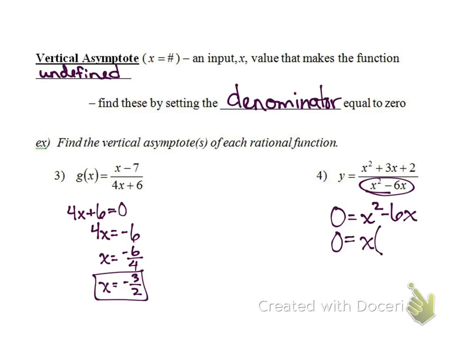The greatest common factor of x and x minus 6. Now we're going to find the two zeros. So one of our zeros is actually the origin. The other zero is 6.